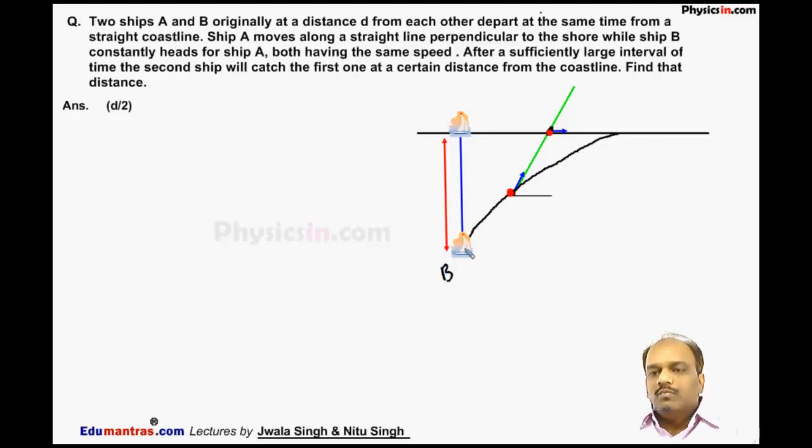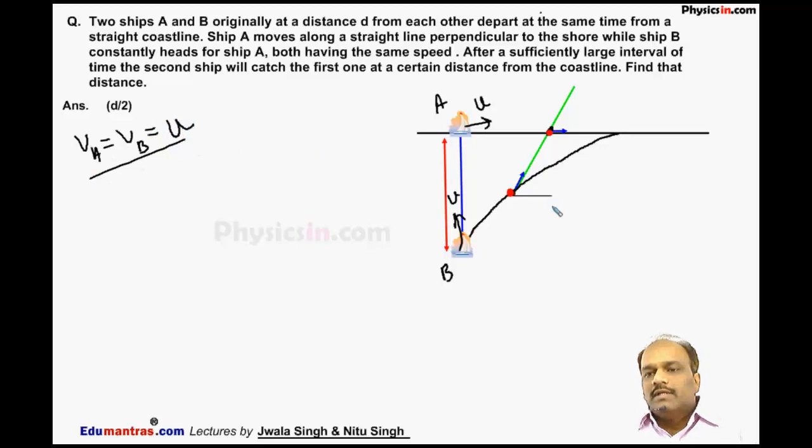Now suppose this ship B is always moving toward this ship A. Ship A in turn is moving with speed u. The speed of A and the speed of ship B are both equal, let it be u. Now the separation at an instant: ship B is here and ship A is here. The separation between ship A and B is S and the separation is decreasing. Let this angle be theta.